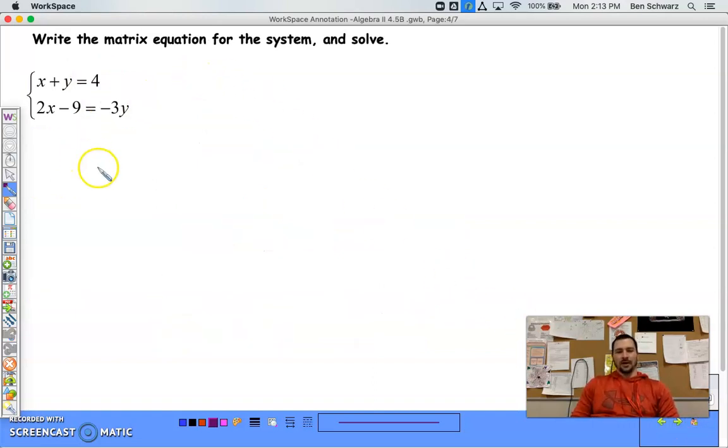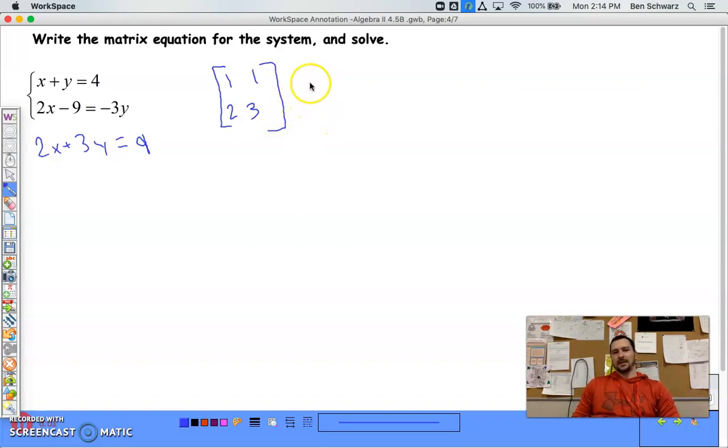All right, we'll do one more example here. And what you're probably noticing is that everything's not in standard form, right? So write the matrix equation. Let's start with our coefficients. So we have 1 and 1 there. Now here we got to do some rearranging, right? So let's add 3y over, make it 2x plus 3y, and move the negative 9 over, so this becomes a positive 9 here. So we got 2, 3.